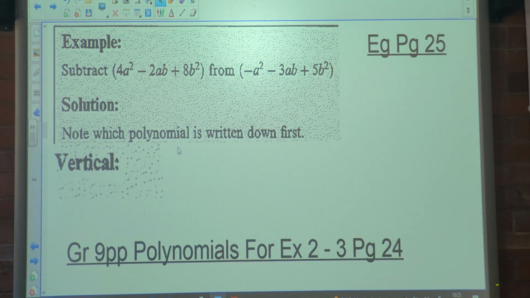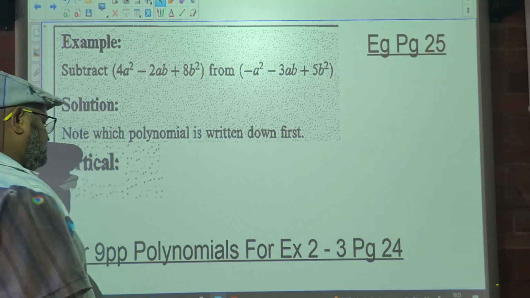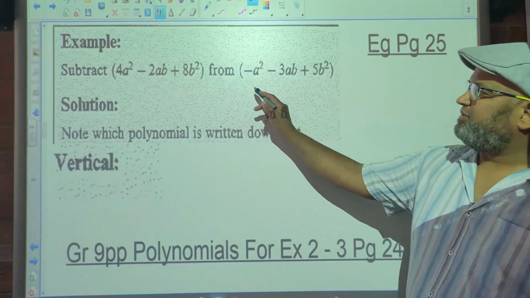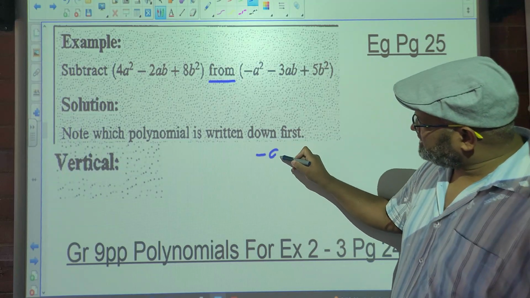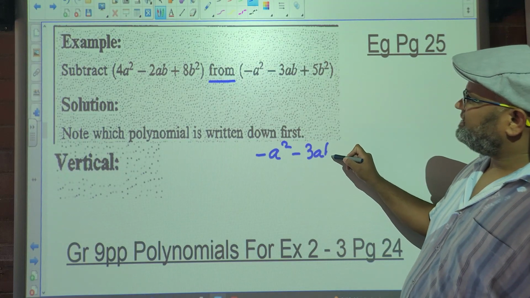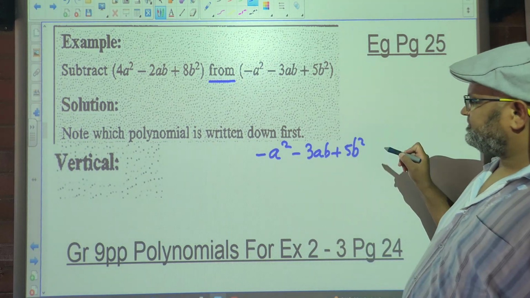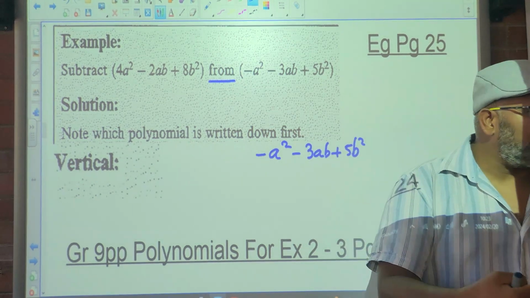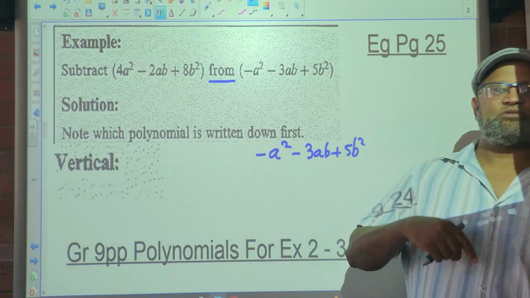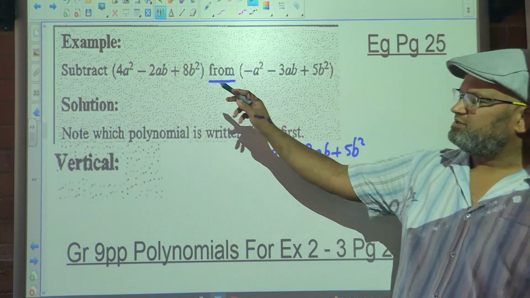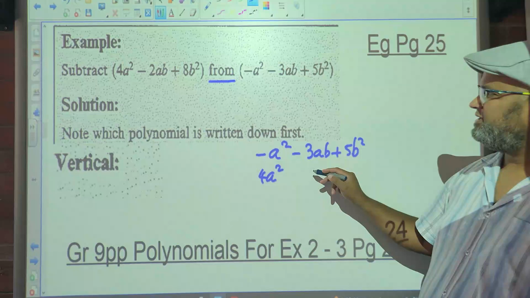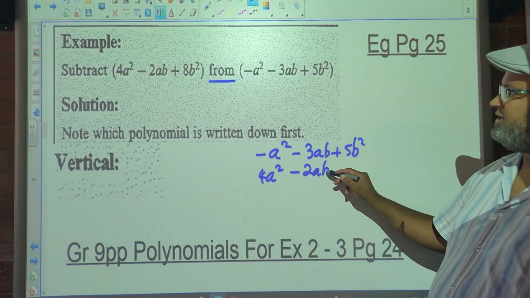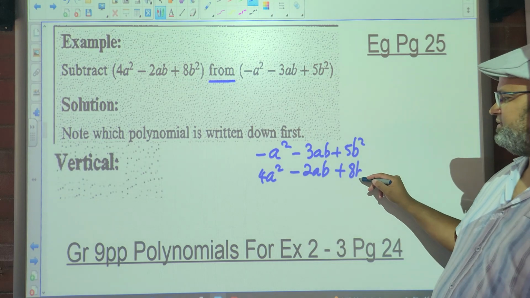Here they say note which polynomial is written down first. Even in the vertical method, people, that gets written down first. Why? Whatever follows from, from your right, first. So we write negative a squared minus 3ab plus 5b squared. And then again, as we did before, we put the like terms below each other. So it's going to be 4a squared minus 2ab plus 8b squared.